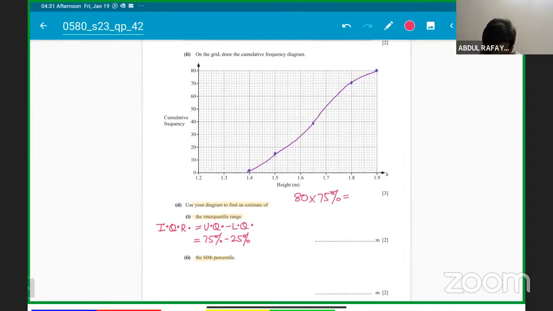60, right? 80, 70, 60 children. So you'll have to go to the 60th value, and 25% of the 80 children will be 28 children.